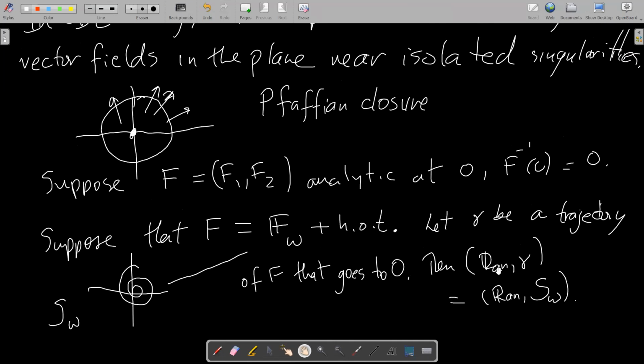Now, you might say, well, what if I didn't have R sub n there? What if I didn't actually have this transformation right there? Well, that's fine.